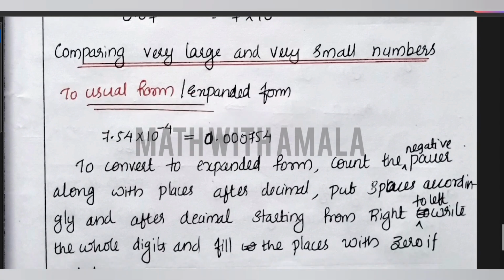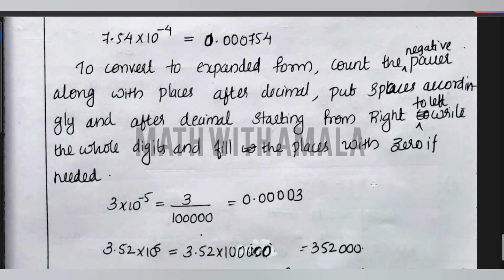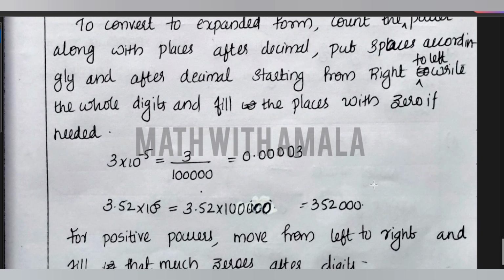Now let's compare very large and very small numbers together. That means we are converting to the usual form or the expanded form. Expanded form is in the form 0.000754 and the standard form is 7.54 into 10 raised to minus 4. To convert to expanded form, count the negative power along with places after the decimal. Put spaces accordingly, and after the decimal, starting from right to left, write the whole digits and fill the places with 0 if needed. This is the same procedure that we have done for the previous question.